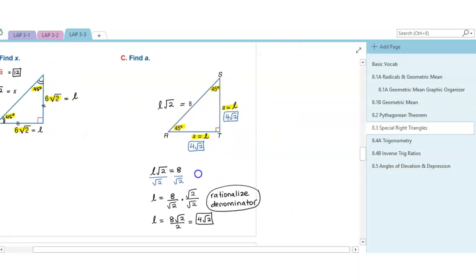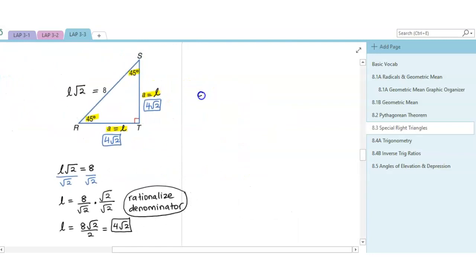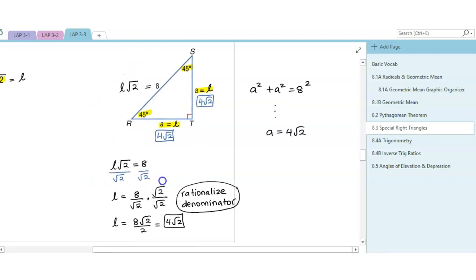By the way, you could have also used the Pythagorean theorem on this, and if you had done a squared plus a squared equals 8 squared, you would have gotten that a equals 4 root 2. So either way works. Sometimes the Pythagorean theorem might seem easier, and sometimes knowing the special property might be easier.